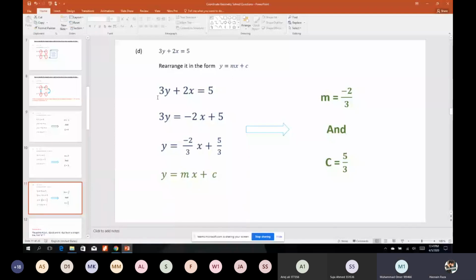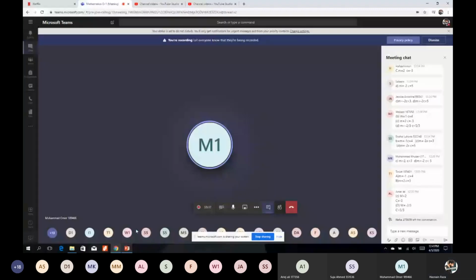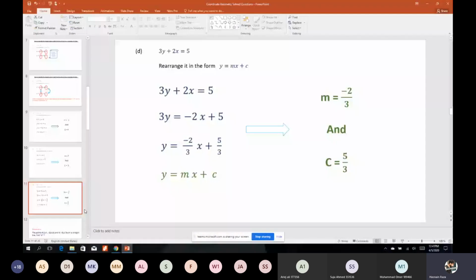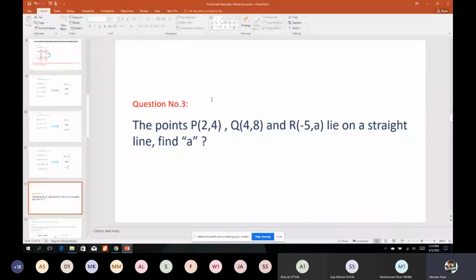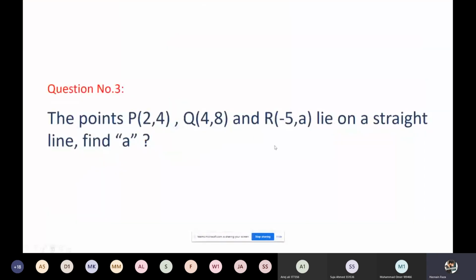Okay. Thank you. Anyone else is having any question? Please let me know. Anyone else? Okay, quickly note down this question. This is very much easy, I guess. I'll check this tomorrow. I'm giving you 2 minutes.